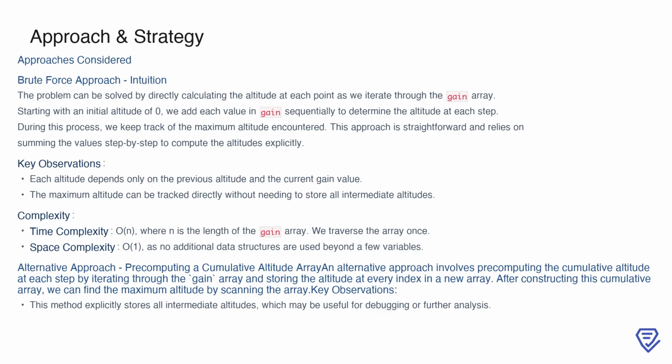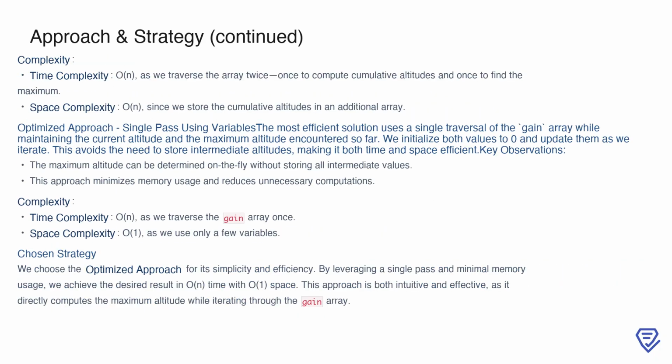Alternatively, another method involves constructing a cumulative altitude array, where we explicitly store the altitude at each step for additional analysis or debugging purposes. While this approach is functionally similar, it requires additional memory to store the array, making it less efficient in terms of space. In the cumulative altitude approach, we still iterate through the gain array, but this time we build a new array to store the altitude at every step. Once the cumulative array is constructed, we can easily find the maximum altitude by scanning through this array.